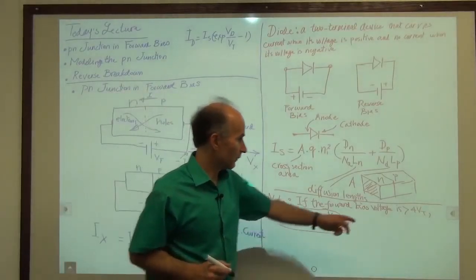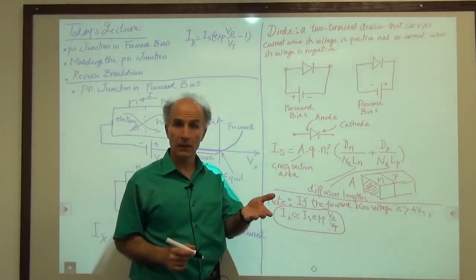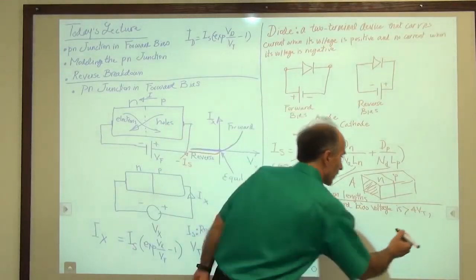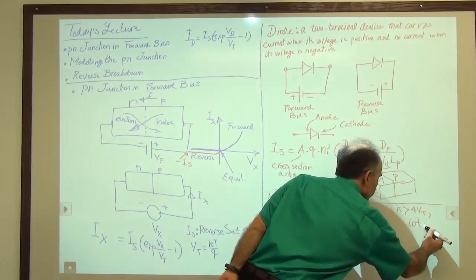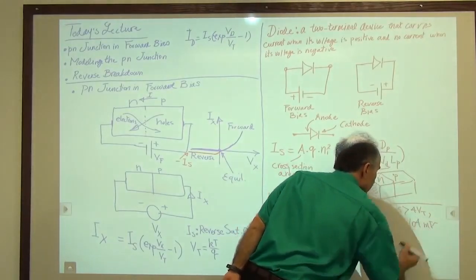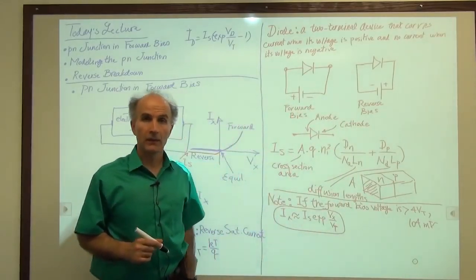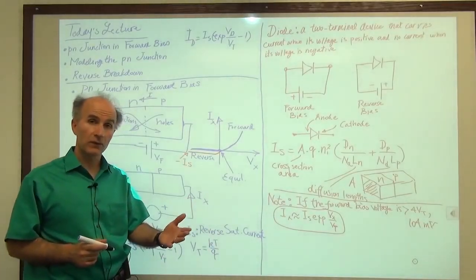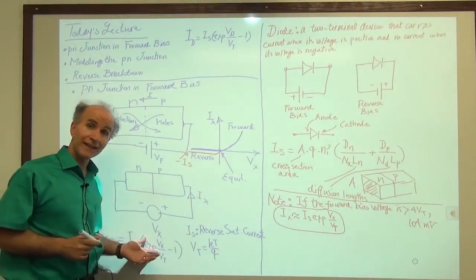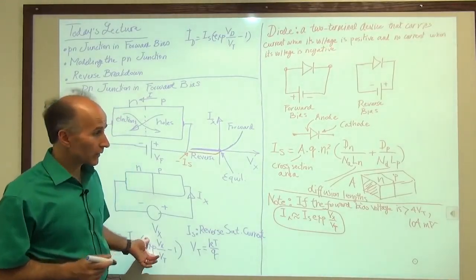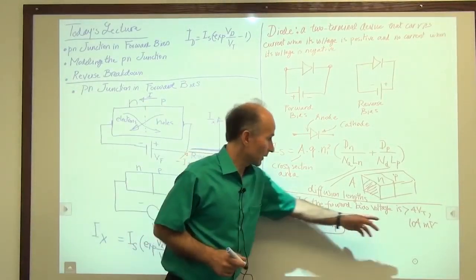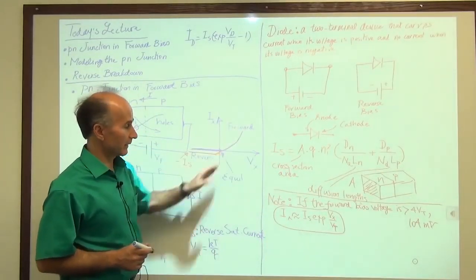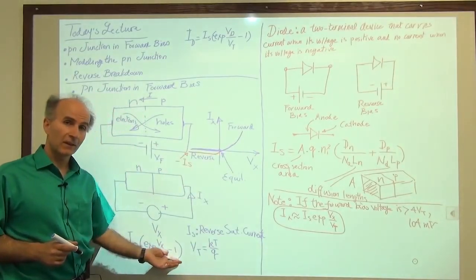Why? Well, how much is 4 Vt? Vt is 26 millivolts, so 4 times 26 is 104 millivolts. And as we will see, in most practical applications, the voltage that we have across the diode is on the order of 700 to 800 millivolts. So that means that this exponential is gigantic, right? It's orders and orders of magnitude greater than the exponential that we get with 4 Vt. So we are way up here, and that means that we can safely neglect this 1.